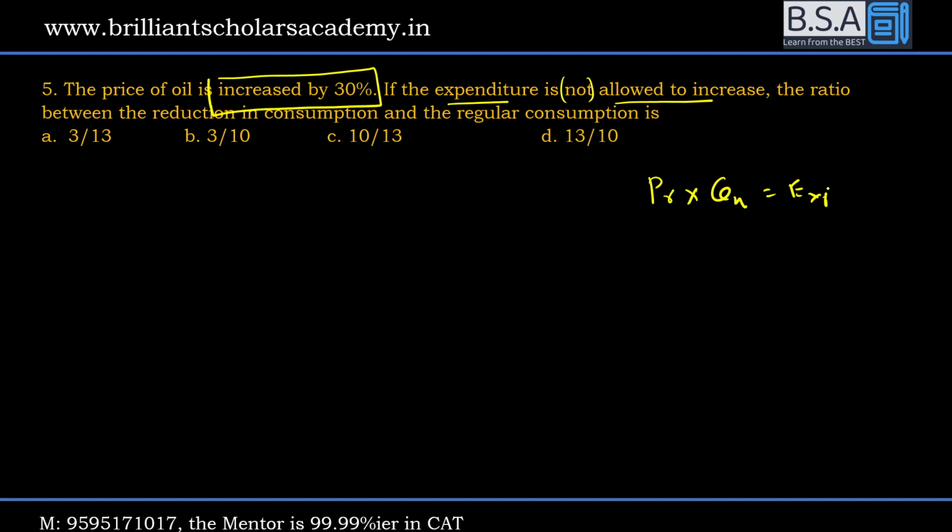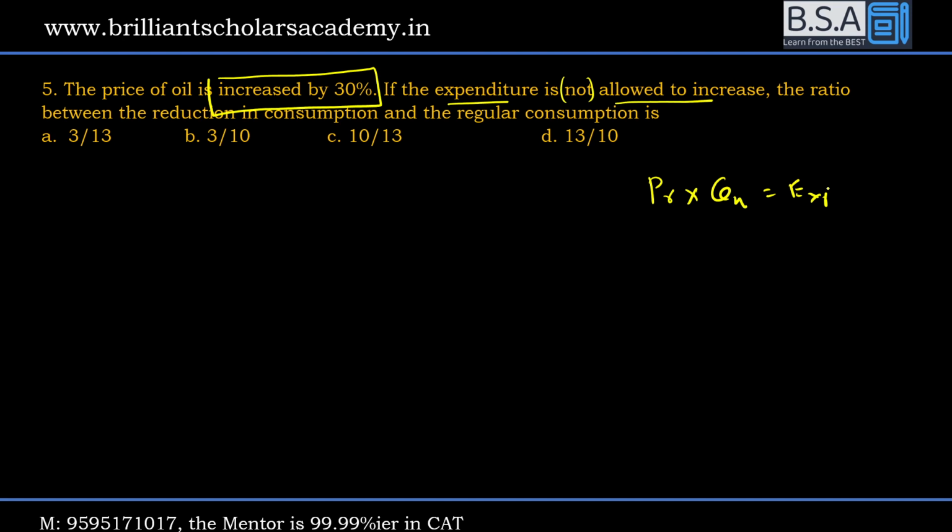Now observe what example is being given to you. The price of oil has increased by 30%. Can I say something which was 100 rupees must become 130? 30% increase, yes, no? Now this looks like a ratio between final and what value? This is the ratio for price. What will happen to the quantity ratio? What is happening to expenditure? It is not allowed to increase. Can I say something that does not increase or decrease? It should remain same.